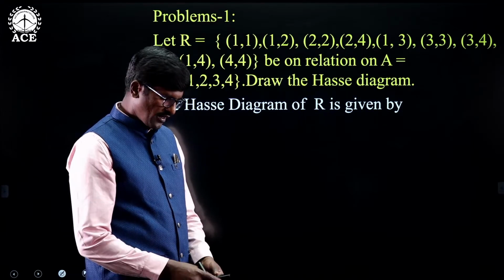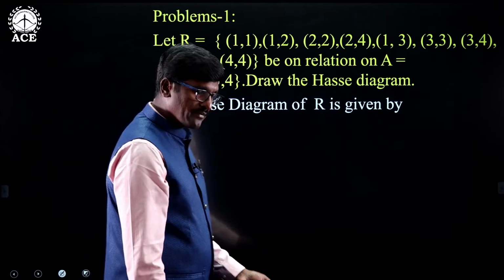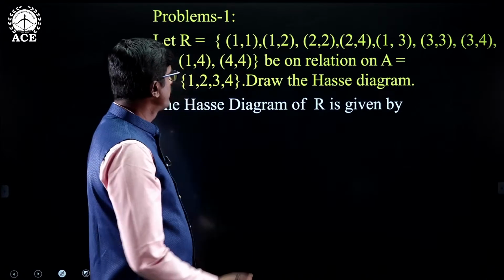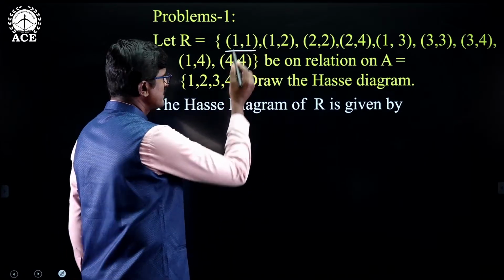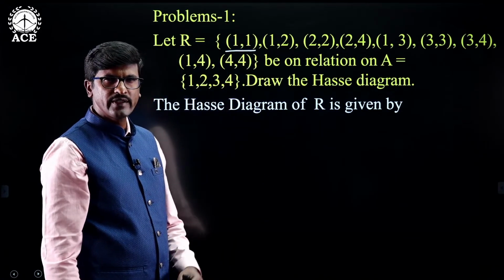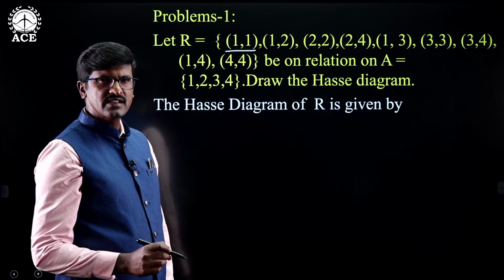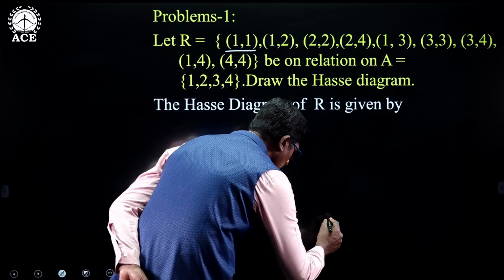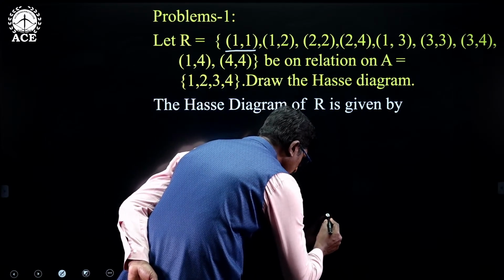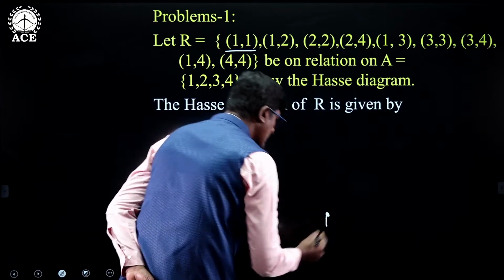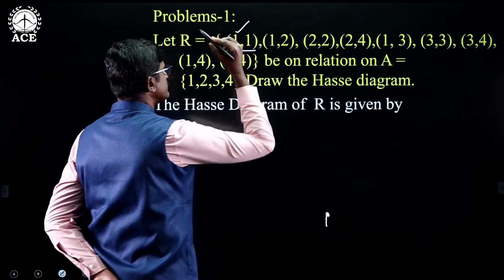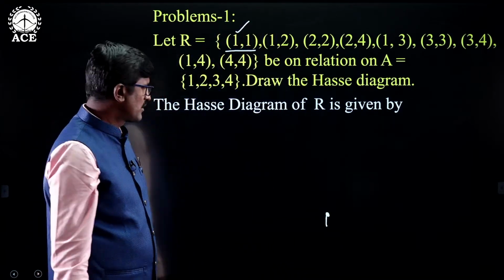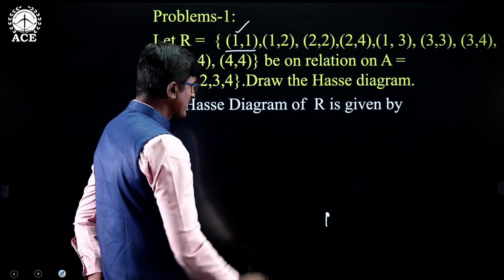Convention number 1 says that if there is a loop, here 1, 1 is there, you need not exhibit these loops. Just represent them with a dot. So here dot 1 is nothing but 1, 1. It says 1, 1 is there.